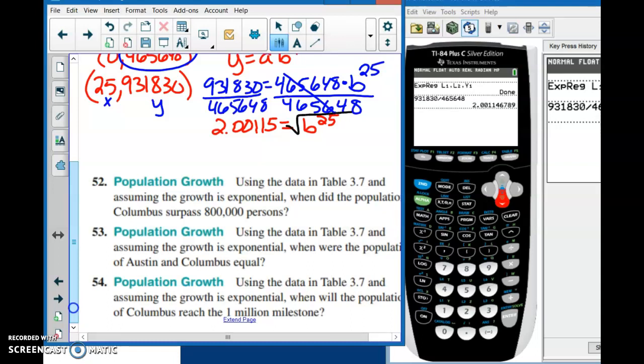The operation that undoes any exponent is taking the root of that exponent. So that's another reason why I have the calculator up. If you don't know how to take a root, you should pay attention.